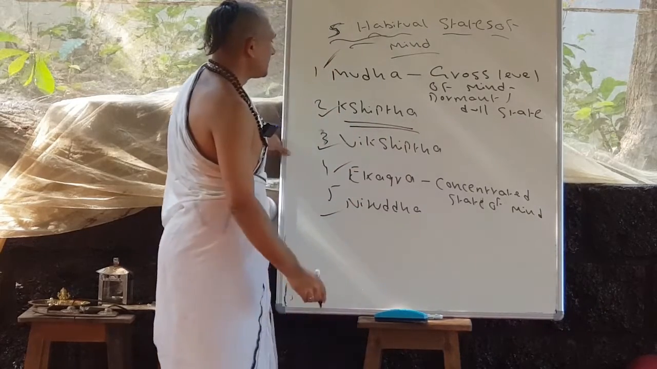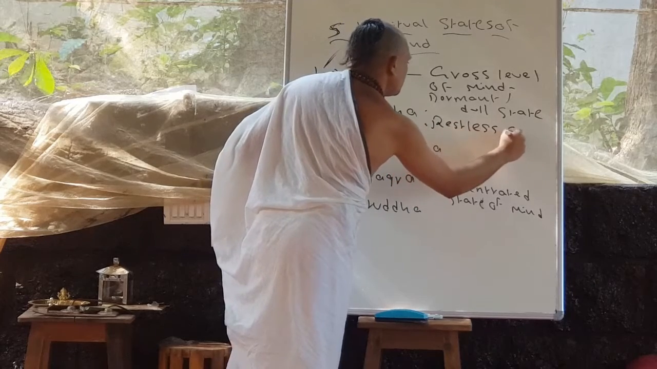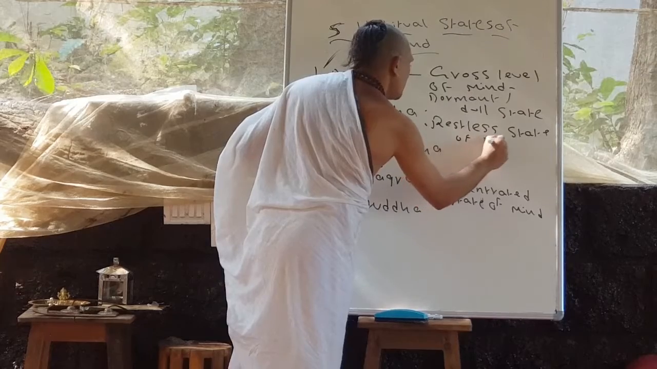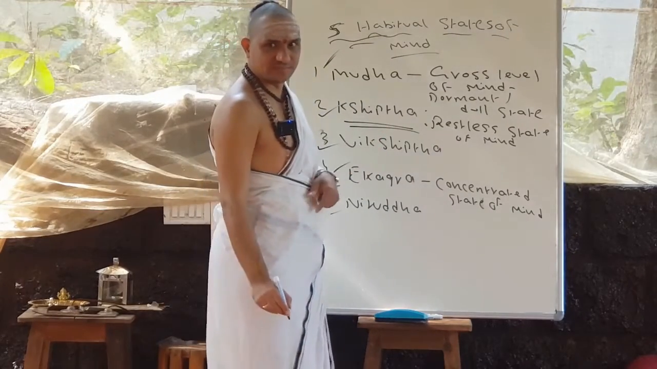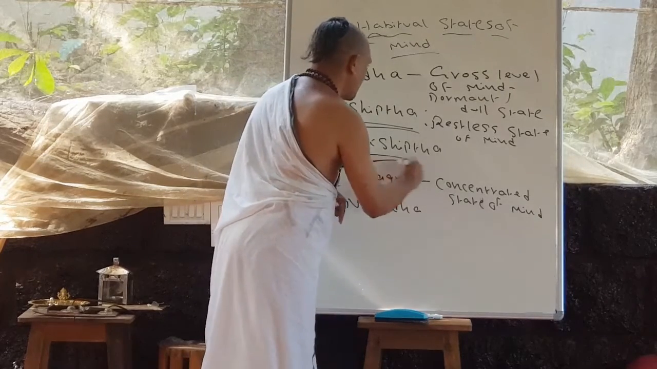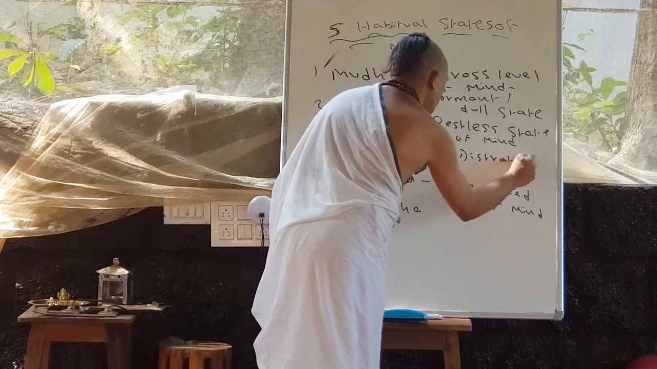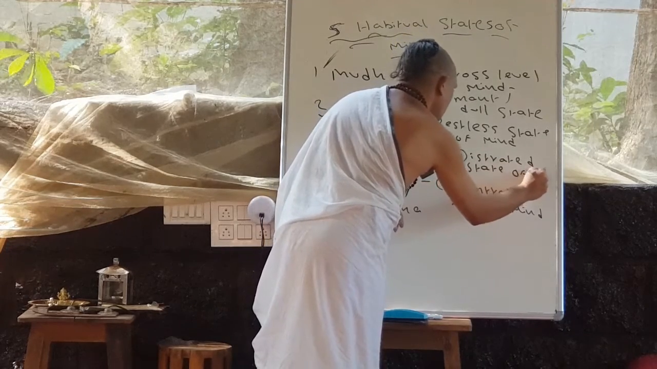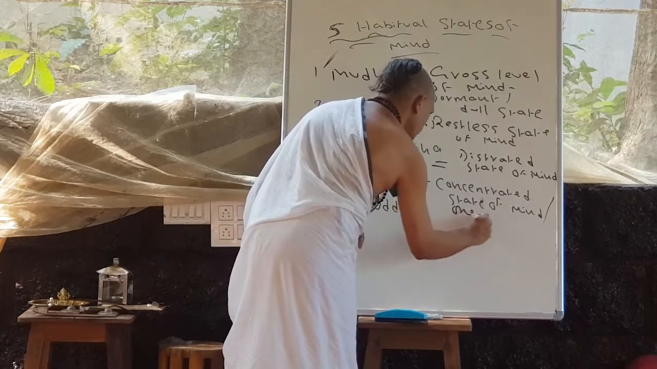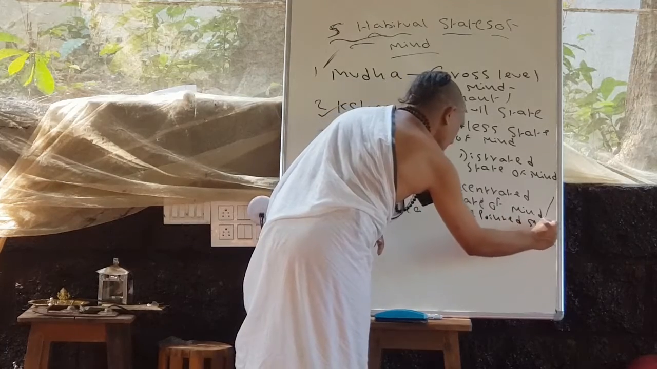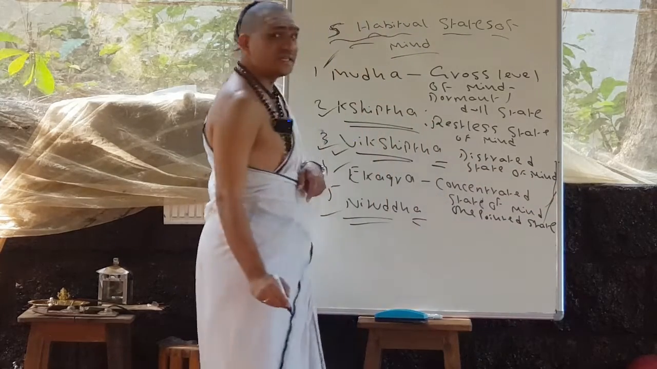Kshipta is a restless state of mind. The mind is restless, like a monkey on a tree. So Kshipta is restless. Vikshipta is better than this restlessness, but it is also a distracted mind. The distracted state of mind is called Vikshipta, and the one-pointed state of mind is called Ekagra. It is a one-pointed or concentrated state of mind. You can write all these things down. Niruddha is the enlightened state of mind.